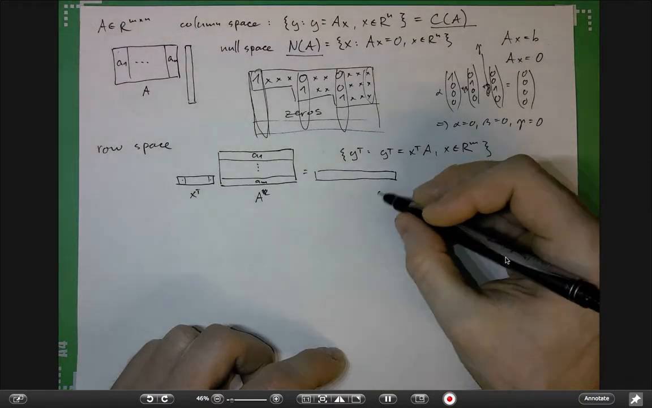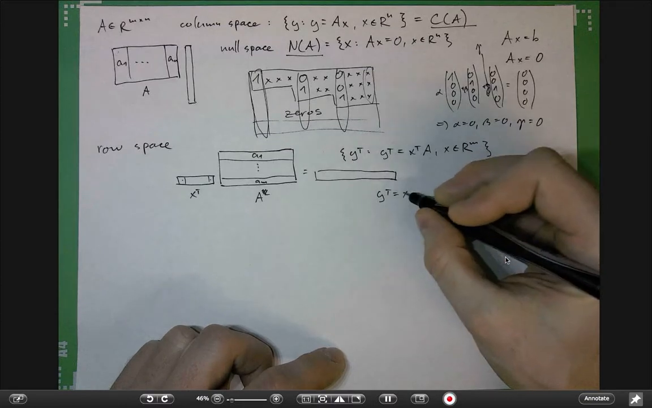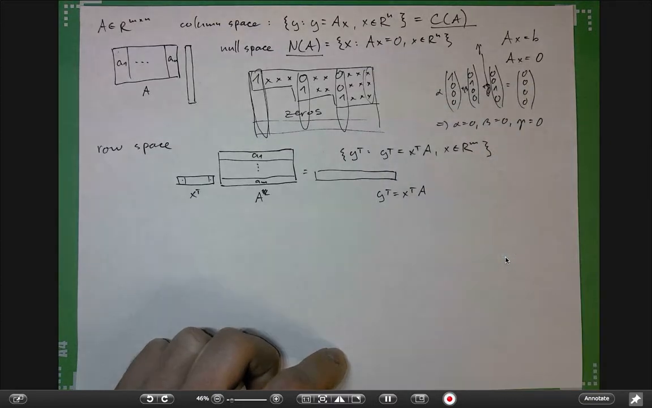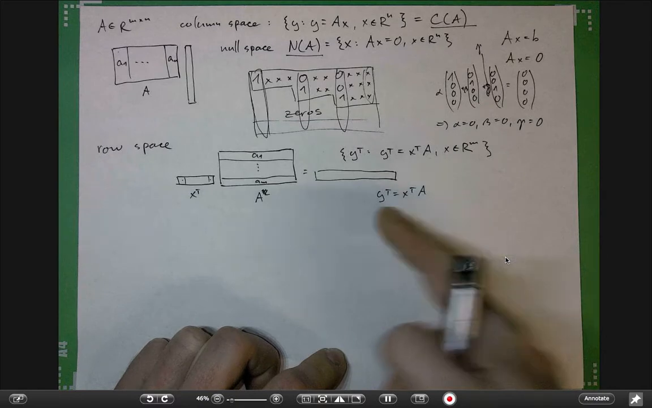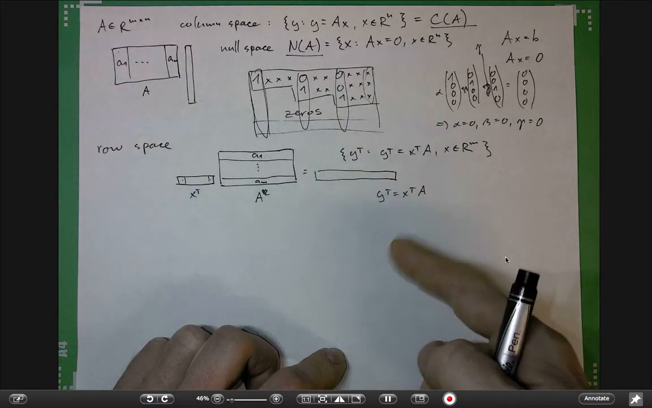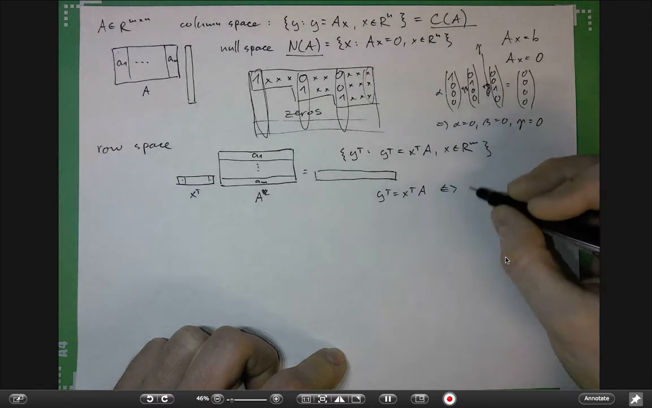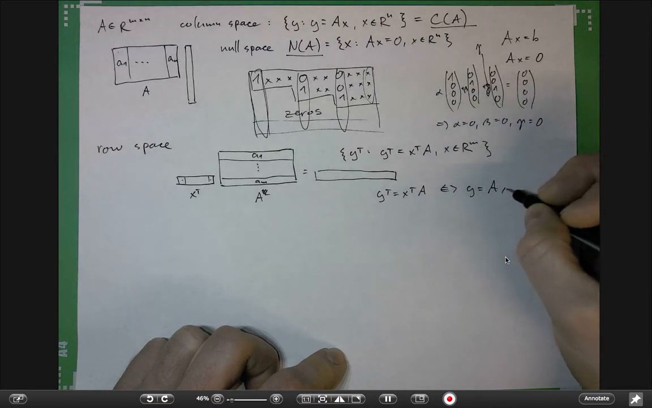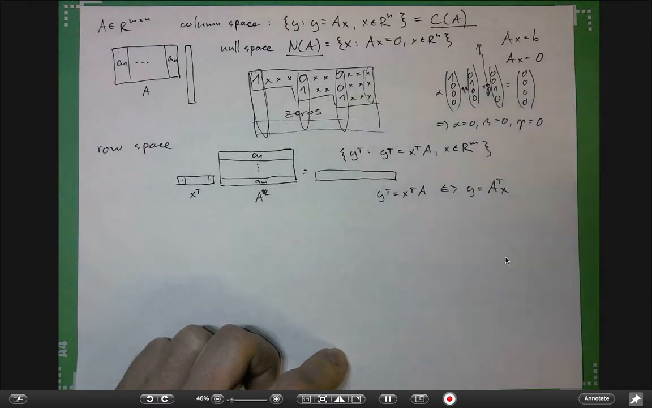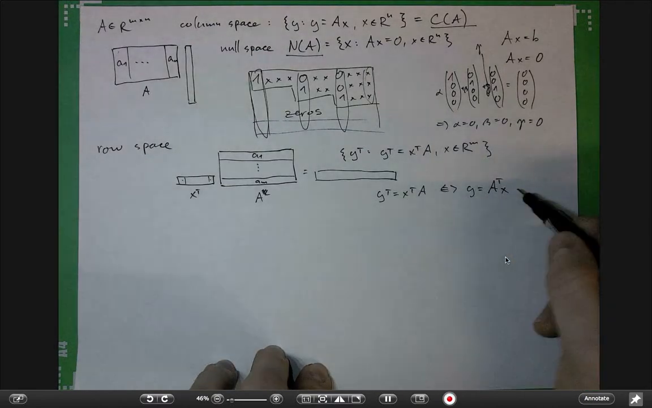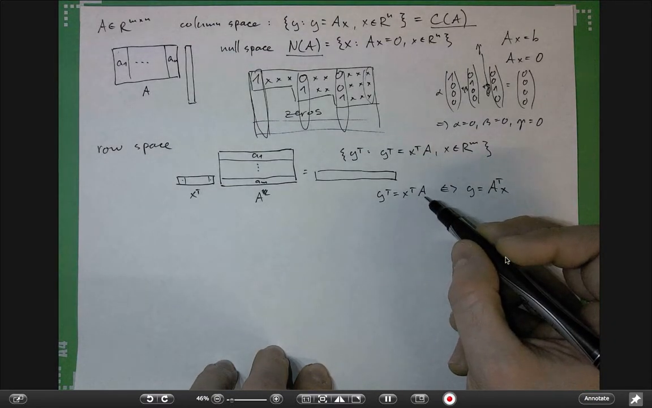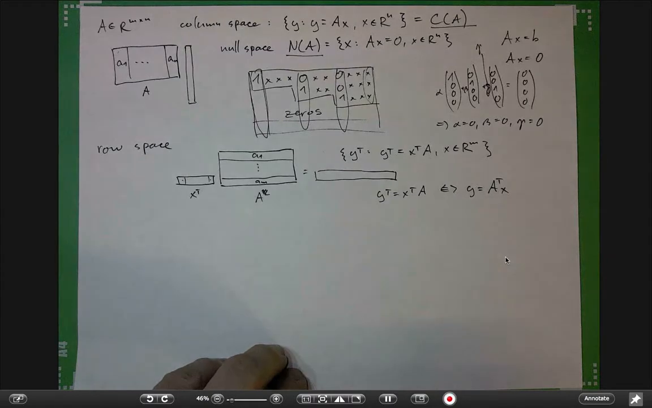Also, this whole equality we can transpose, right? Because this is just a matrix equality. If we transpose both sides, they still have to be equal, right? So this is equivalent to saying that y is A^T x, right? Or here I have x^T A transposed is A^T x. Yeah?